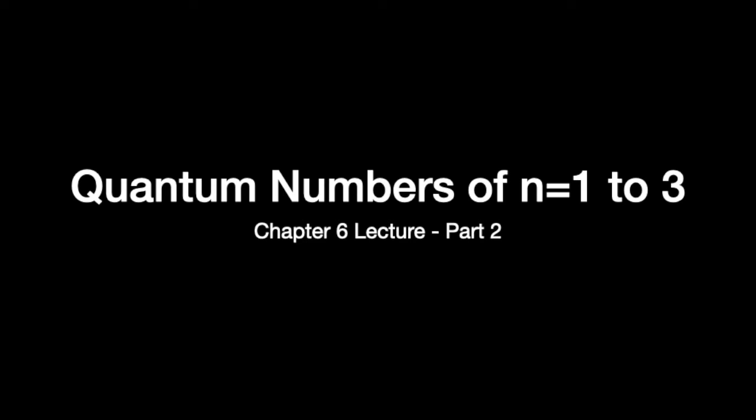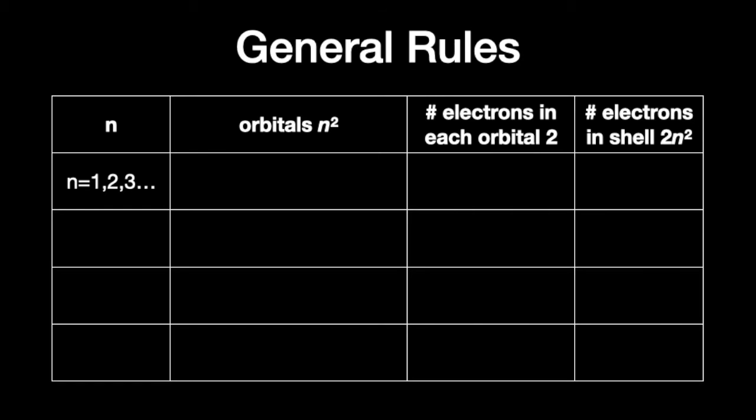Okay, now that we've learned about the rules for quantum numbers, I want to take you through the quantum numbers for the shells 1 through 3. Now, remember that n can have values of 1, 2, 3, and so on. And to figure out how many orbitals we have, we can square the quantum number n, or we can just figure it out intuitively from L. L can be 0, 1, all the way up to n minus 1, and that's how we'll mostly use it.